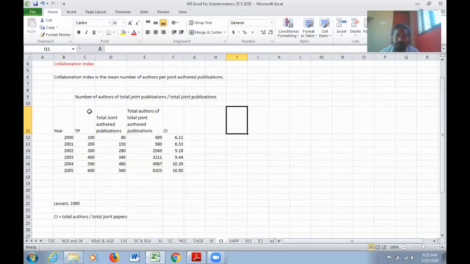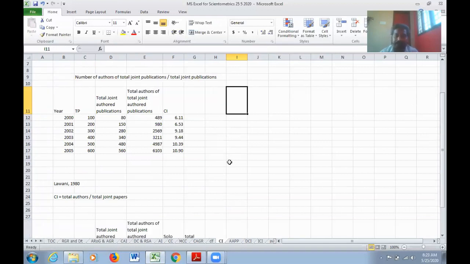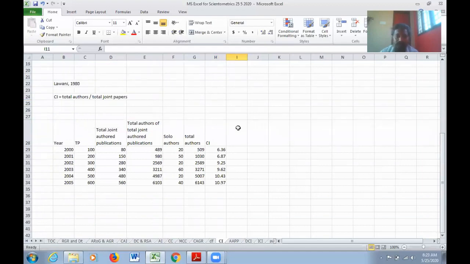He says, here we have taken authors of total joint publications, but don't worry about the total joint publications. You take total authors divided by total joint papers. For example, let us see this case. G29 is the total authors. For example, in 2000, 100 papers are published, including single authors, two authors, three authors. We take all of them, and totally we had 509 authors, divided by D29, that is how many joint author publications there are. That is 80. The answer is 6.36.